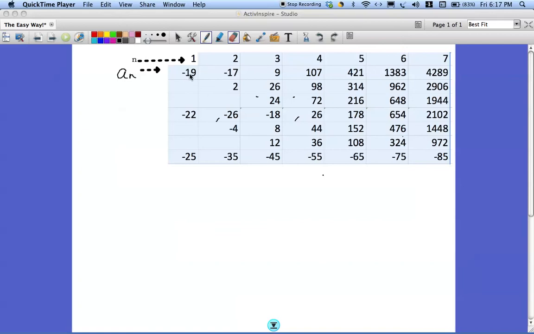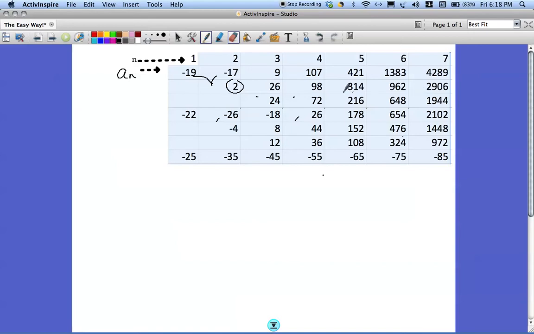So we're trying to, again, find an explicit formula for these terms. And when we looked at the first differences, which are actually written right here, so for example, minus 17, take away minus 19 is the 2. Okay, 9 minus negative 17 is the 26, etc. When we looked at these first differences, we could not find a pattern, but when we looked at the second differences, we saw that there was a common multiplier of 3.